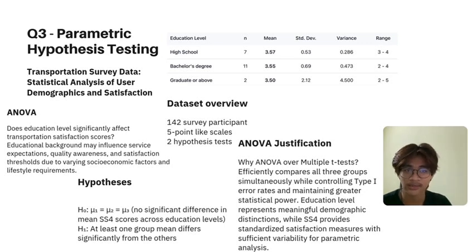For the hypothesis, for the H0, no significant difference in mean SS4 score across education levels. For the H1, at least one group mean differs significantly from the others. ANOVA justification: why ANOVA over multiple t-tests? It efficiently compares all three groups simultaneously while controlling type I error rates and maintaining greater statistical power. Education level represents a meaningful demographic distinction, while SS4 provides a standardized satisfaction measure with sufficient variability for parametric analysis.